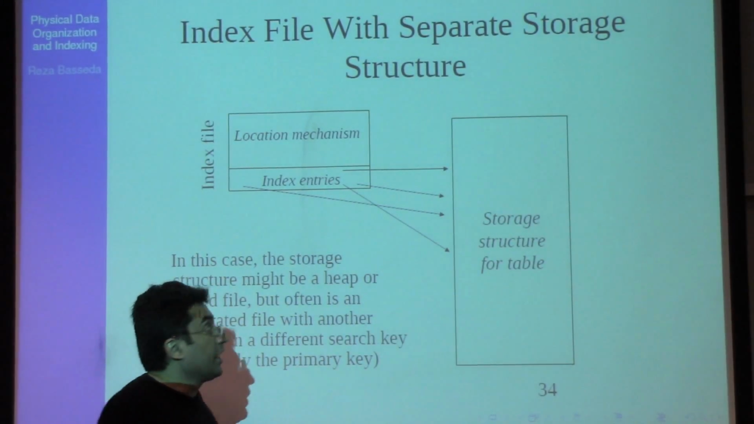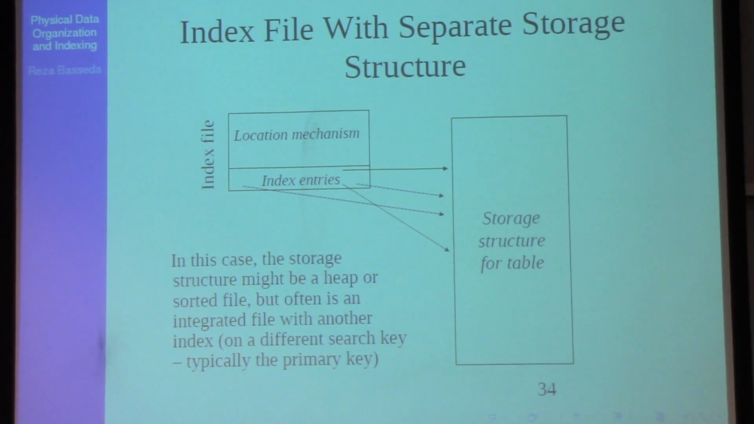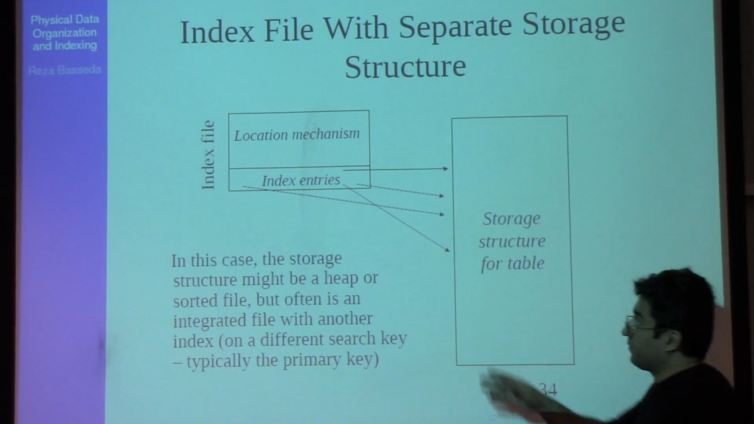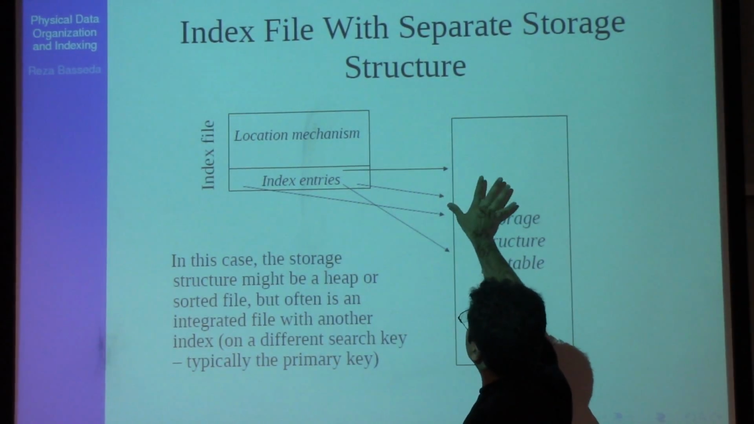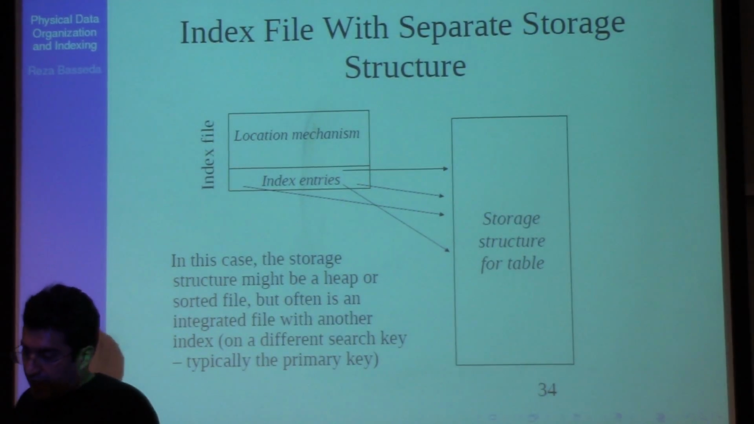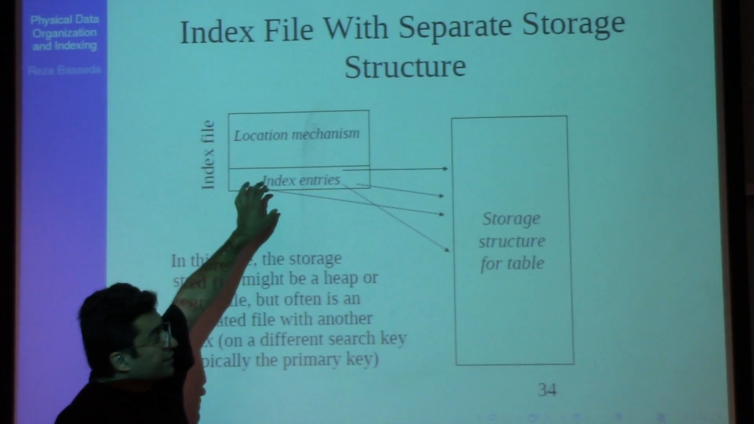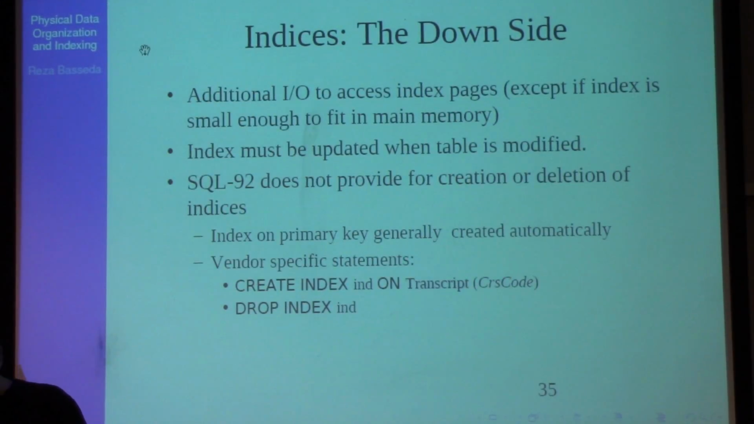Okay, an index file could be stored in a separate file structure, in a separate file. In this case, you will have another file, and in the file you will have index entries, and the index entries are pointing to the main file containing the data rows. Okay, you have the location mechanism over here and the index entries, and then the index will be located.